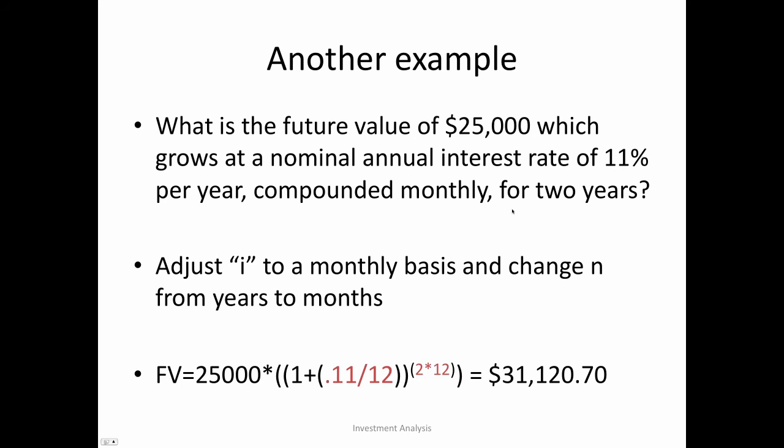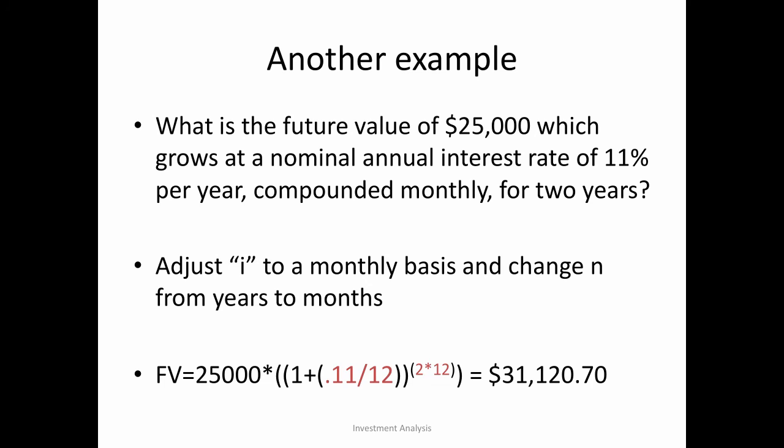The reason it would be wrong is that for this example, interest is compounded monthly. It's not compounded annually. So to account for that, we have to adjust the interest rate we're using in the future value calculation to a monthly basis, and also change the number of time periods from years to months. If I do that and substitute the relevant terms into the future value equation, I have the present value of my investment, $25,000, times 1 plus 0.11 divided by 12. This 0.11 divided by 12 is simply the 11% annual interest rate divided by 12. That is, it's putting it into monthly terms.